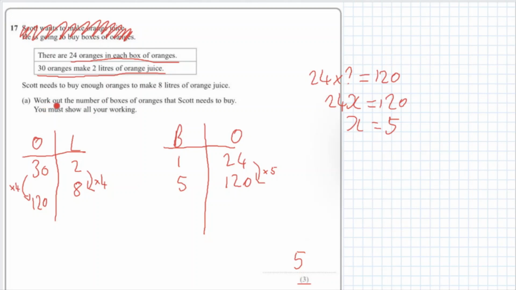We'll check with the question: work out the number of boxes of oranges that Scott needs to buy to make 8 litres of orange juice. He needs to buy 5, so that he has 120 oranges, so that he can make 8 litres of orange juice. There we go, we've solved the question.